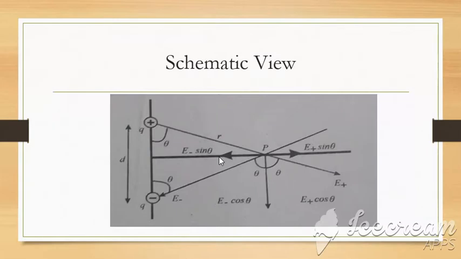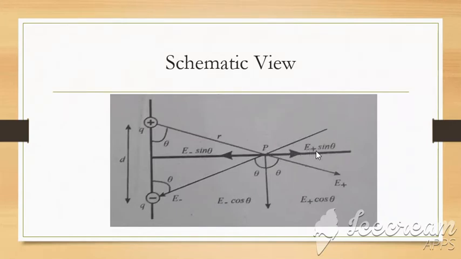You can see that when we resolve a vector into its components, first consider the right angle triangle, this one in the upper side. In this right angle triangle, sine theta component is along x axis. First, a right angled triangle. In this right angled triangle, this is due to positive charge E positive. Its component will be given here.